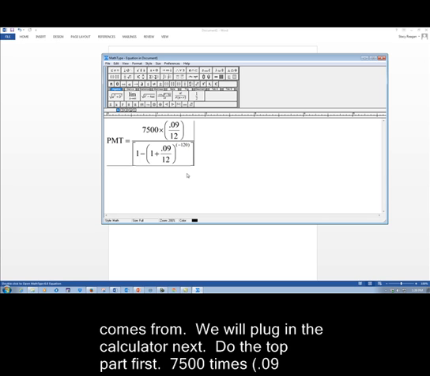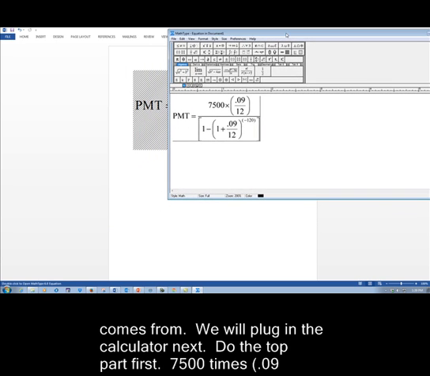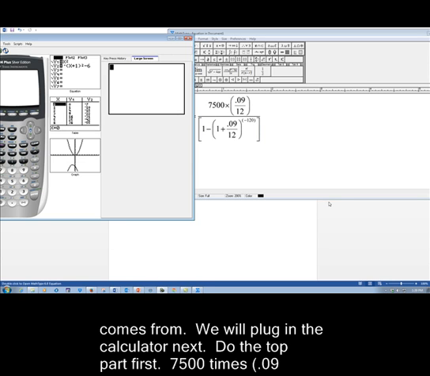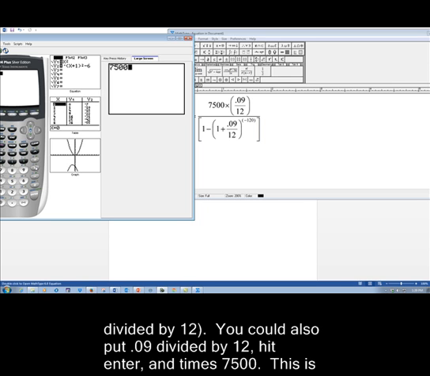So make sure you have the numbers plugged in correctly before you start trying to put it in a calculator. So let's look at plugging it in the calculator next. The first thing you want to do with this calculator is just do the top part of it. So we're going to put 7,500 times, and we're going to put parentheses around the 0.09 divided by 12. You could also put 0.09 divided by 12, hit enter, and then times the 7,500. So this is our first number.